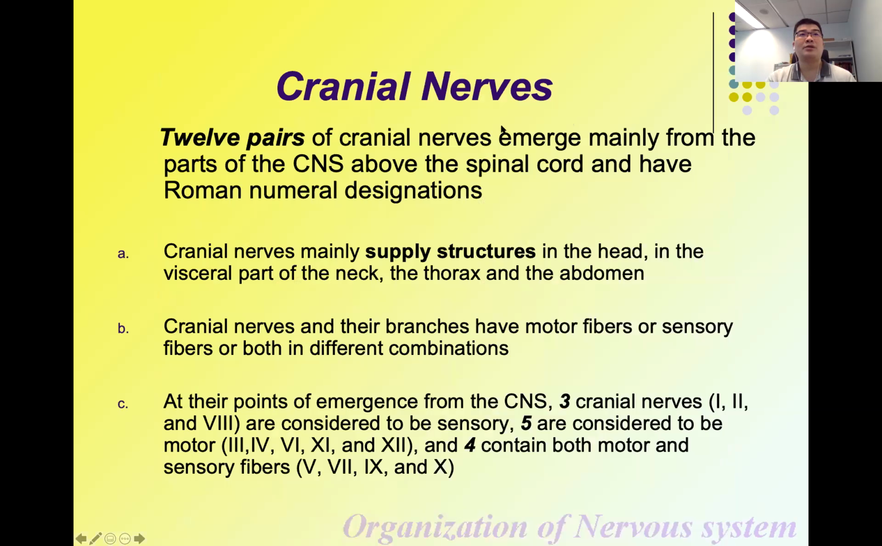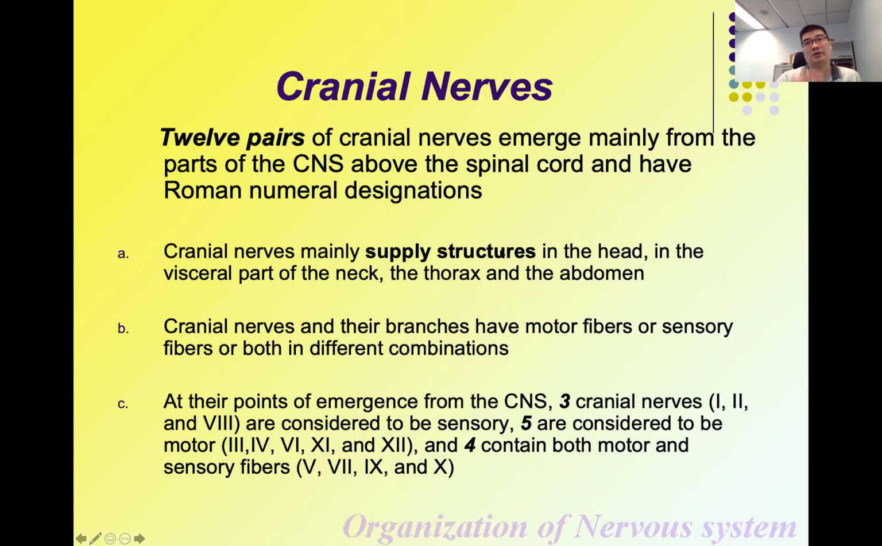So as I mentioned, there are 12 pairs of cranial nerves emerging mainly from the brainstem, the part of the CNS above the spinal cord. This is the spinal cord, and just above it is the brainstem. The cranial nerves mainly supply structures in the head and the abdomen.